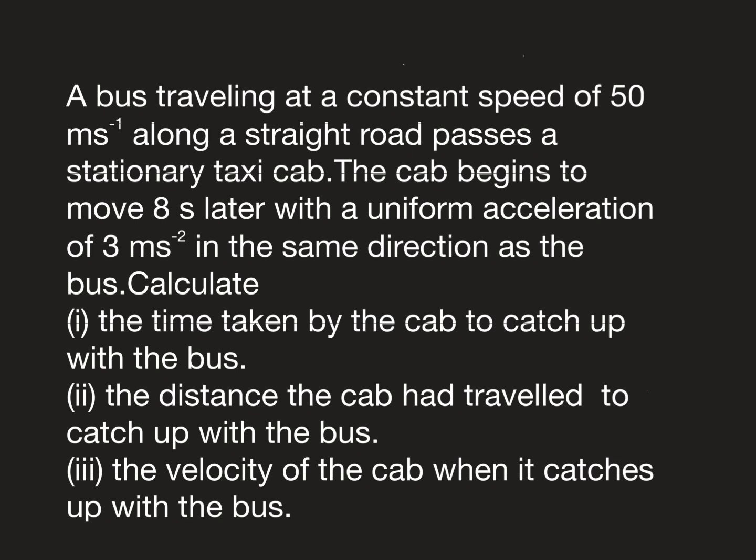Hello everyone. We have a motion problem here and it reads: a bus traveling at a constant speed of 50 meters per second along a straight road passes a stationary taxi cab.